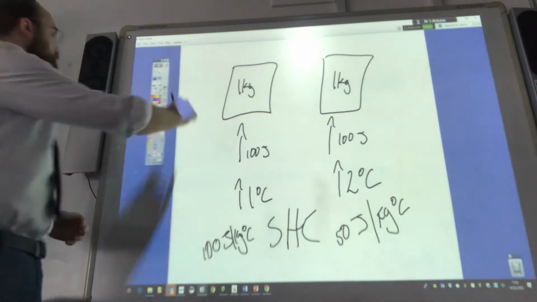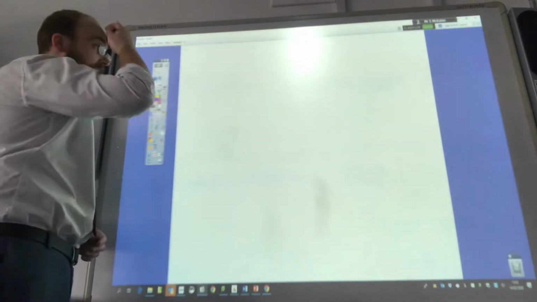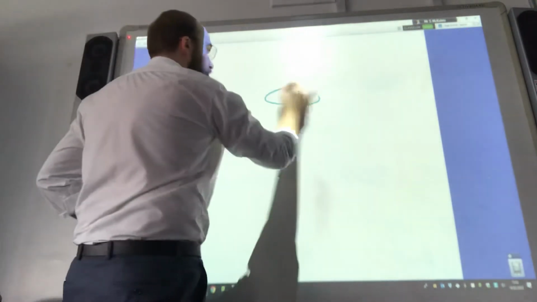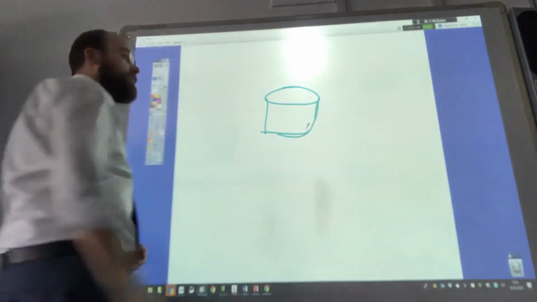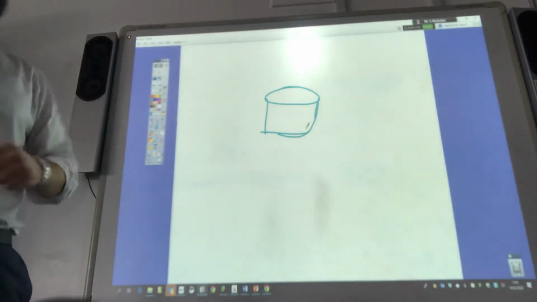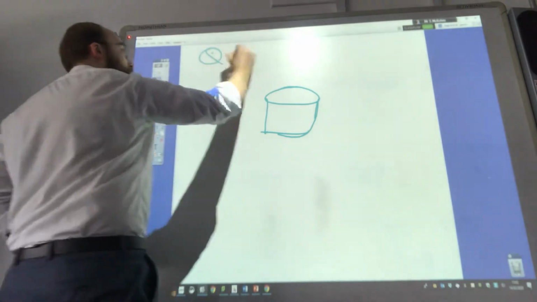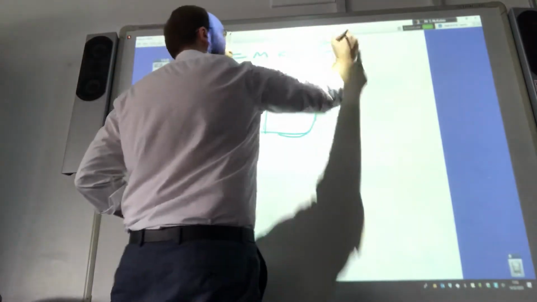Okay? The other thing we need to know for specific heat capacity is how do we find the specific heat capacity for a cup of water? Here is my water. I need to find the specific heat capacity of this. So I'm going to use the equation Q is equal to mc delta theta.